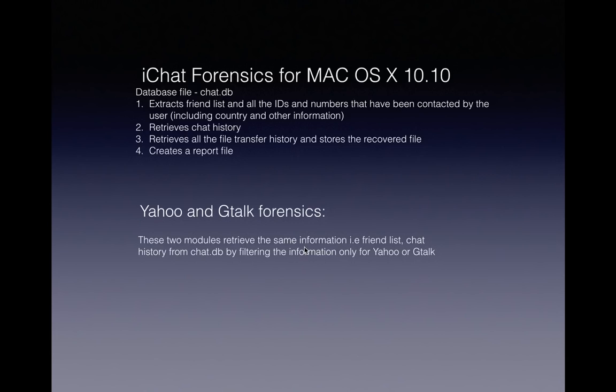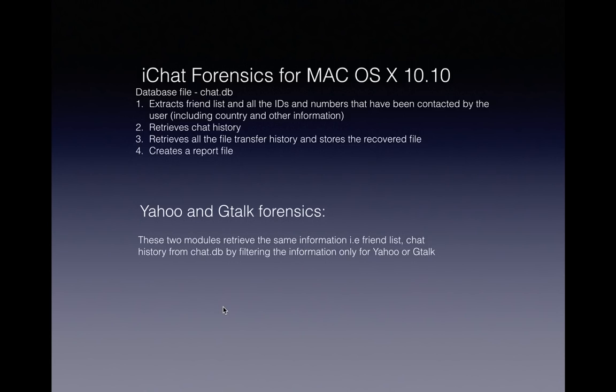And so what this iChat forensics tool does is it extracts all the friend list or all the IDs or the numbers that have been contacted by the user, and it also tries to extract other related information about the friend listing, like country and other information that might be useful. And it tries to retrieve all the chat history, it retrieves all the file transfer history, and stores the recovered files in a specified folder. And then it creates a report file afterwards.